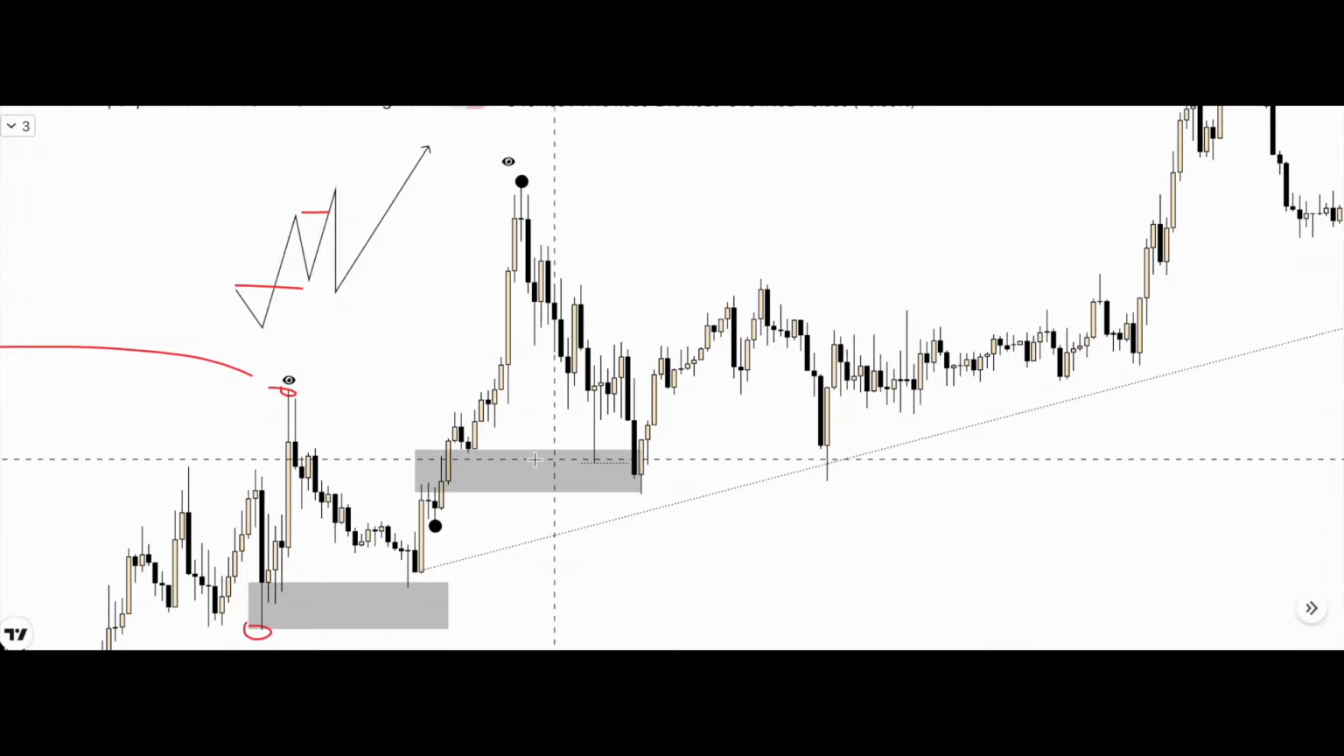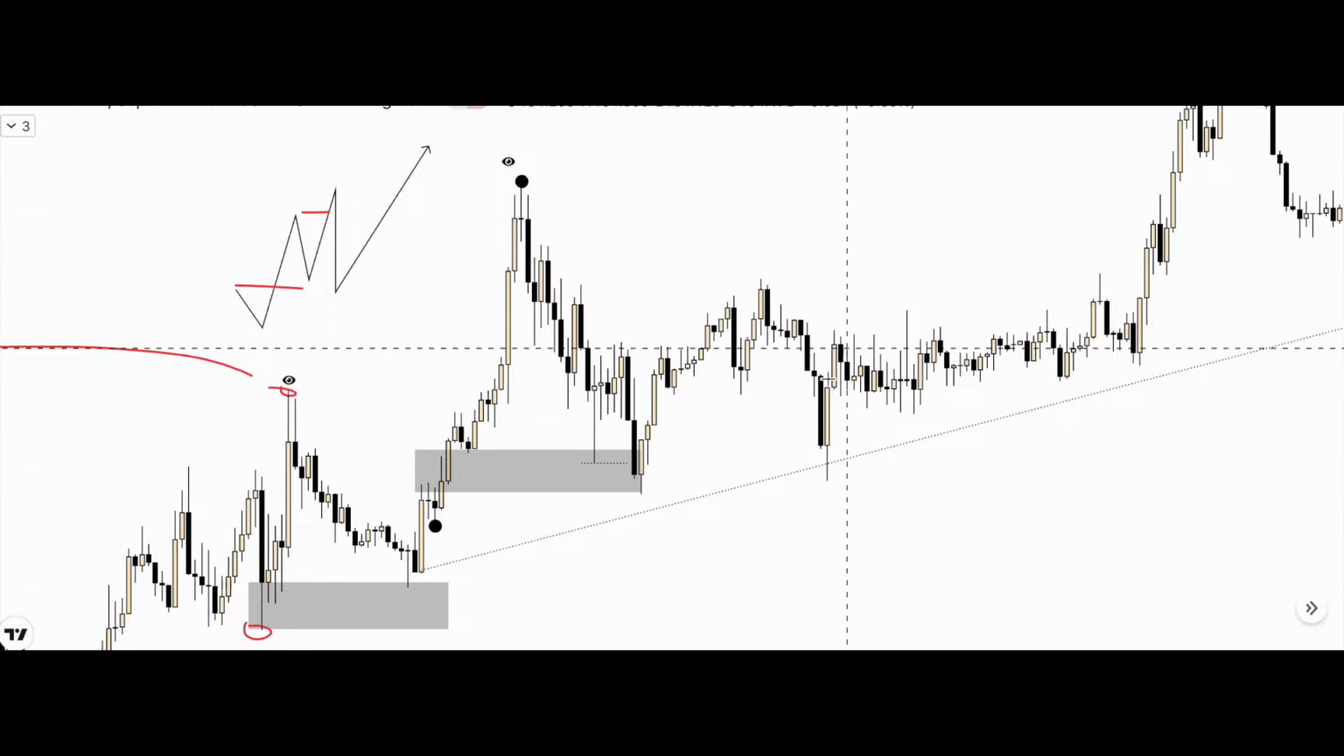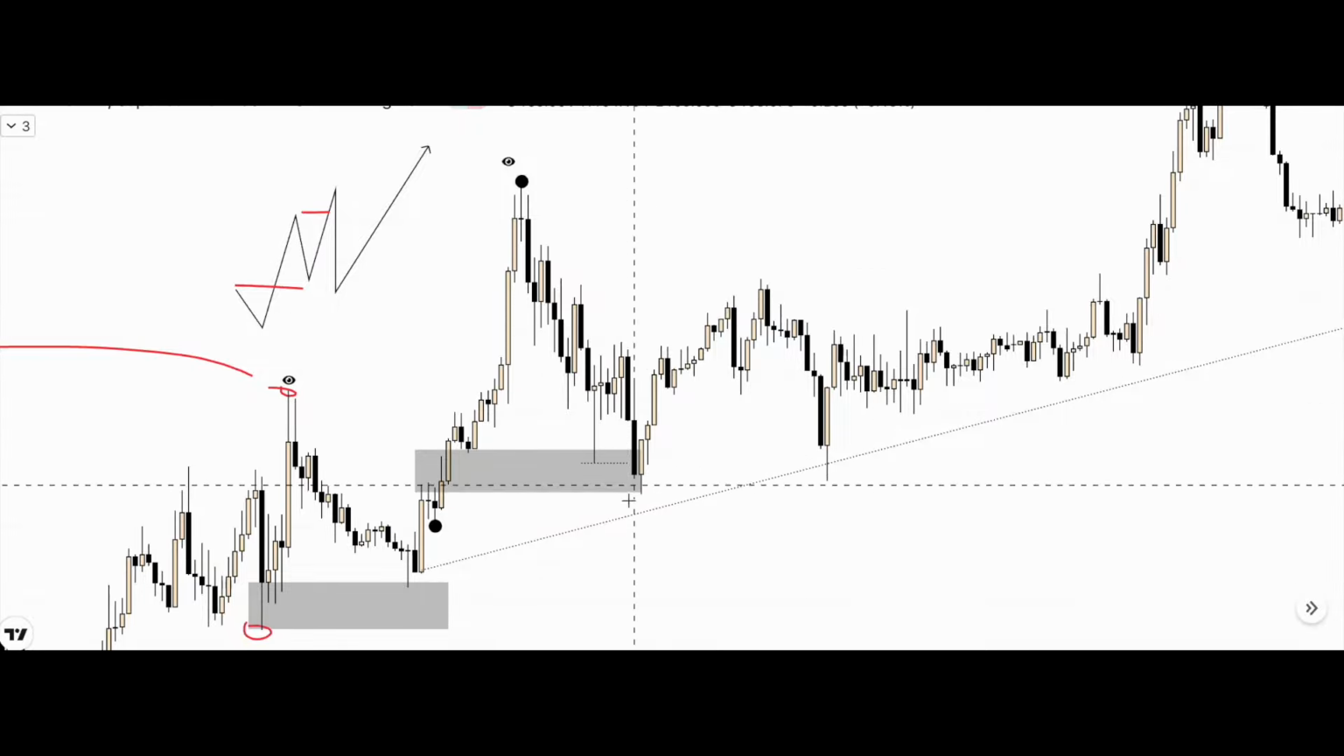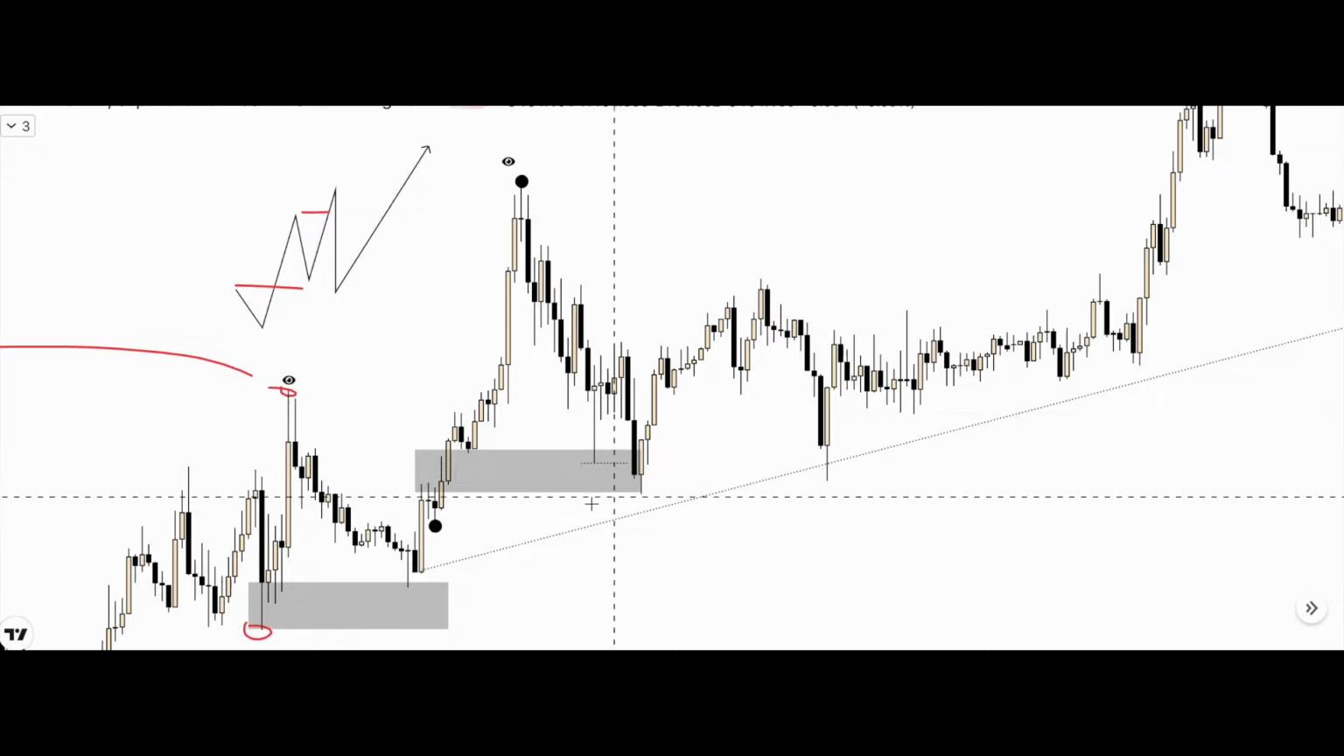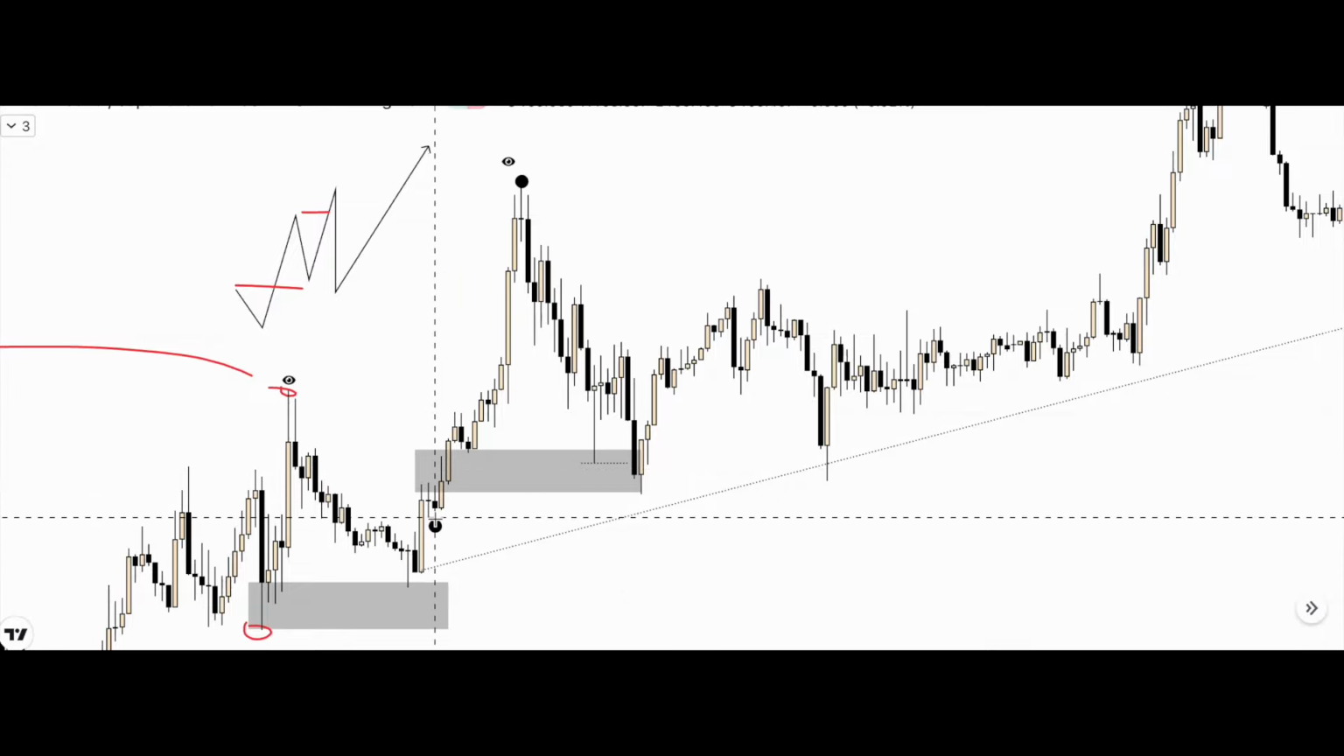And then fulfills this overall imbalance and continues higher. Notice how this strong low is protected. Notice how the low before that is protected. Why? Because we're bullish. That's why.